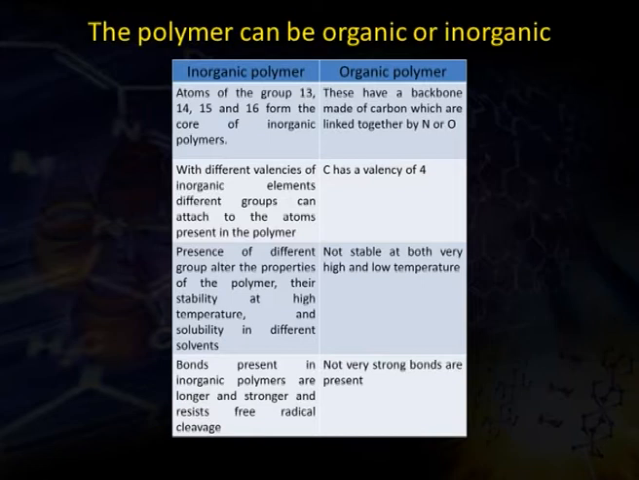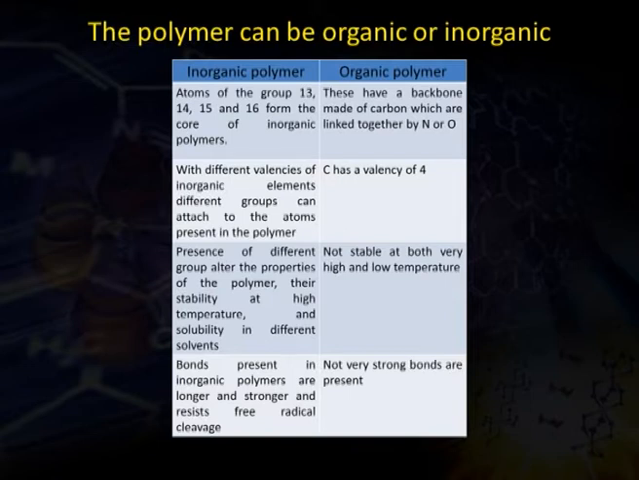The polymer can be both organic or inorganic. The inorganic polymers are basically formed by the atoms of group 13, 14, 15 and 16. Group 13 includes the boron family, group 14 is the carbon family, group 15 is the nitrogen family, and group 16 is the oxygen family. These form the core of the inorganic polymer, while organic polymers have a backbone which is made of carbon and which are linked together by nitrogen or oxygen.